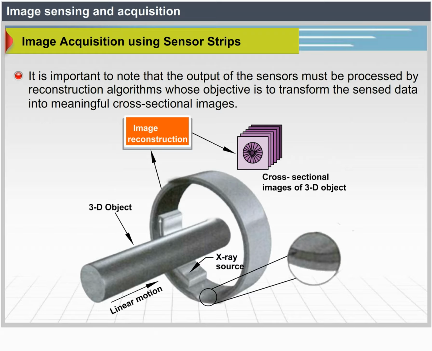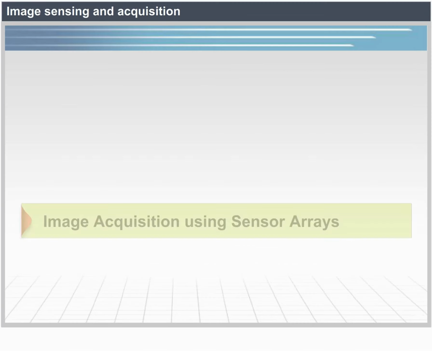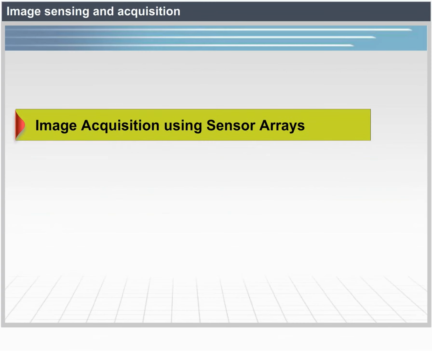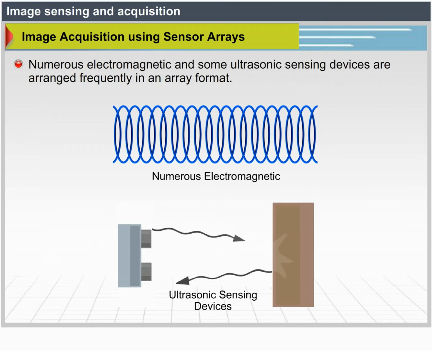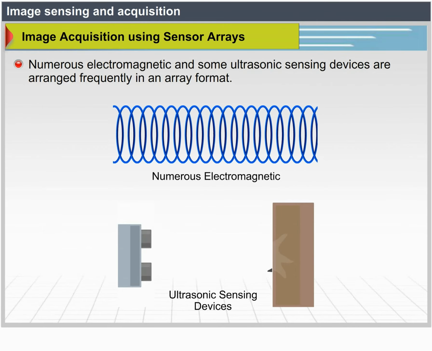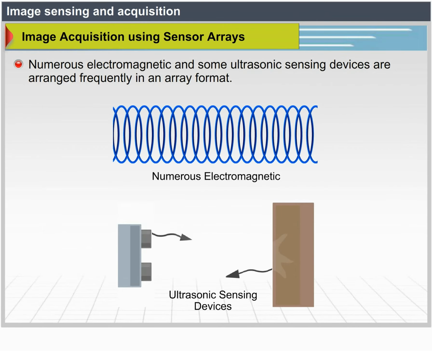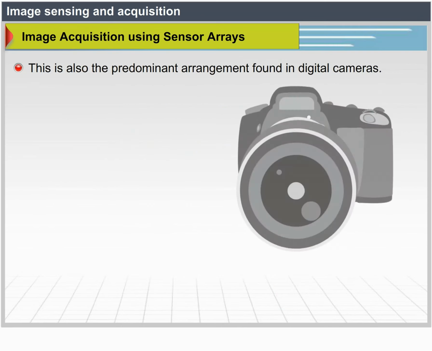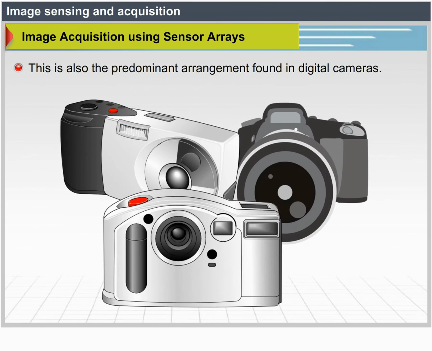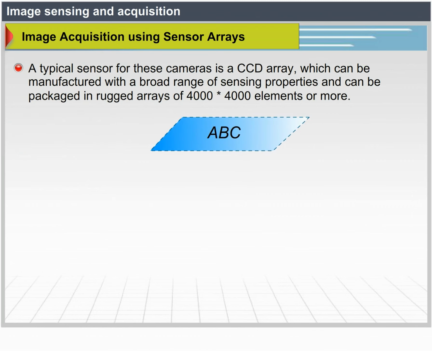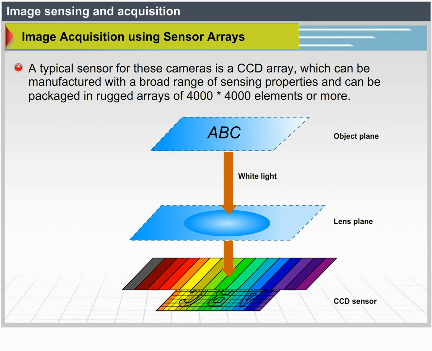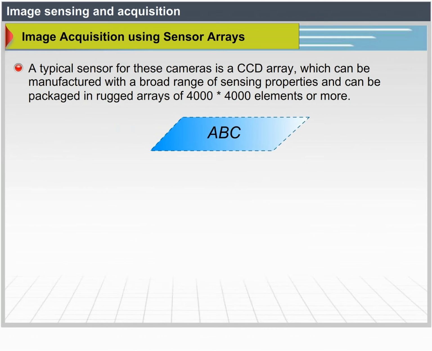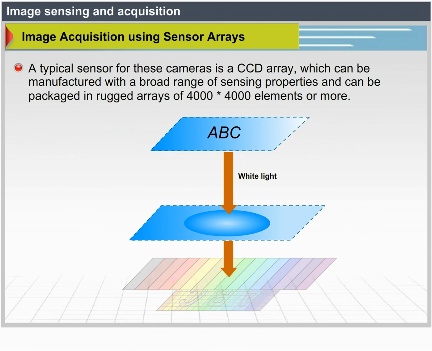Image acquisition using sensor arrays. Individual sensors can be arranged in the form of a 2D array. Numerous electromagnetic and some ultrasonic sensing devices are arranged frequently in an array format. This is also the predominant arrangement found in digital cameras. A typical sensor for these cameras is a CCD array, which can be manufactured with a broad range of sensing properties and can be packaged in rugged arrays of 4,000 by 4,000 elements or more.